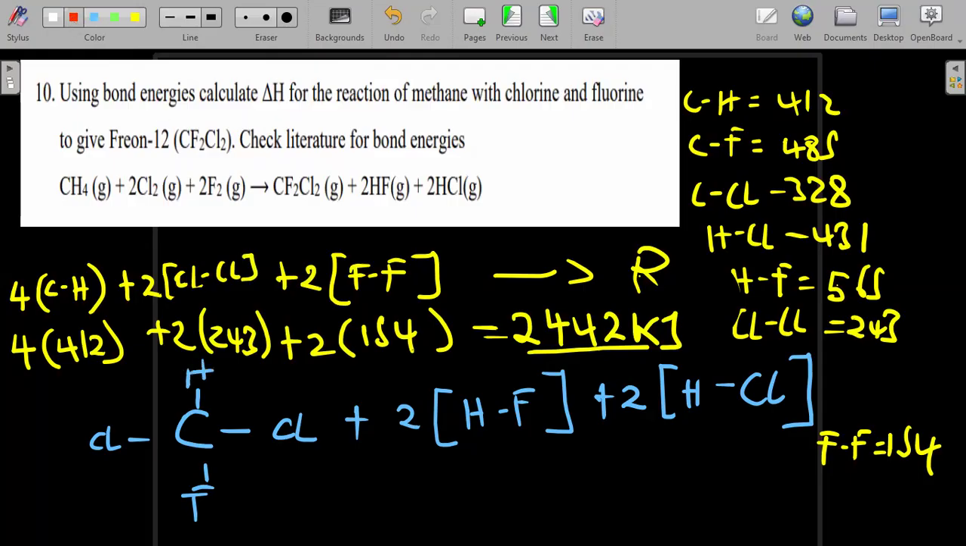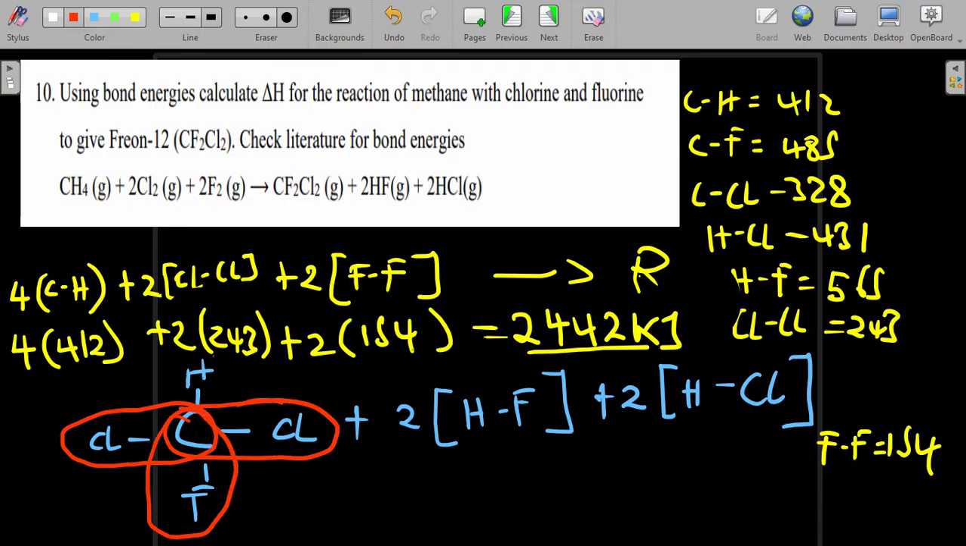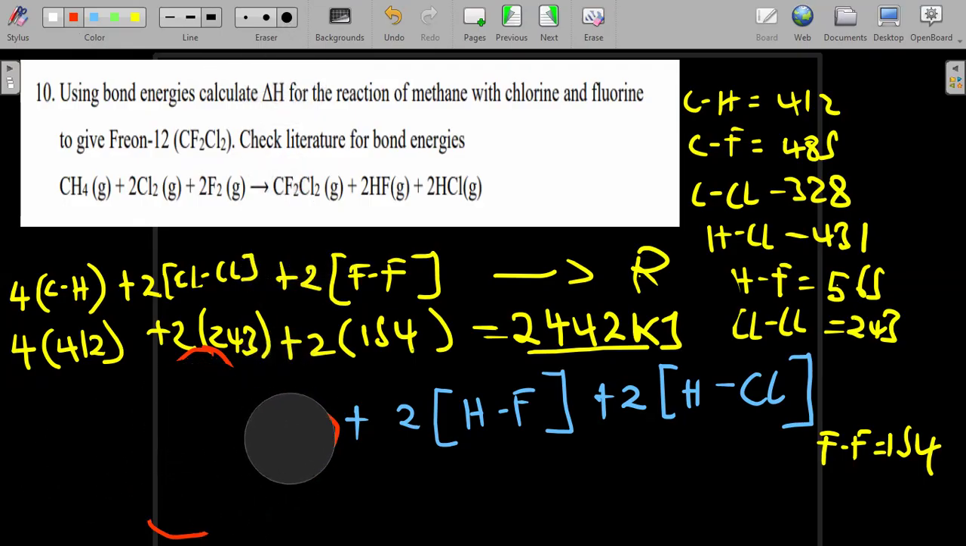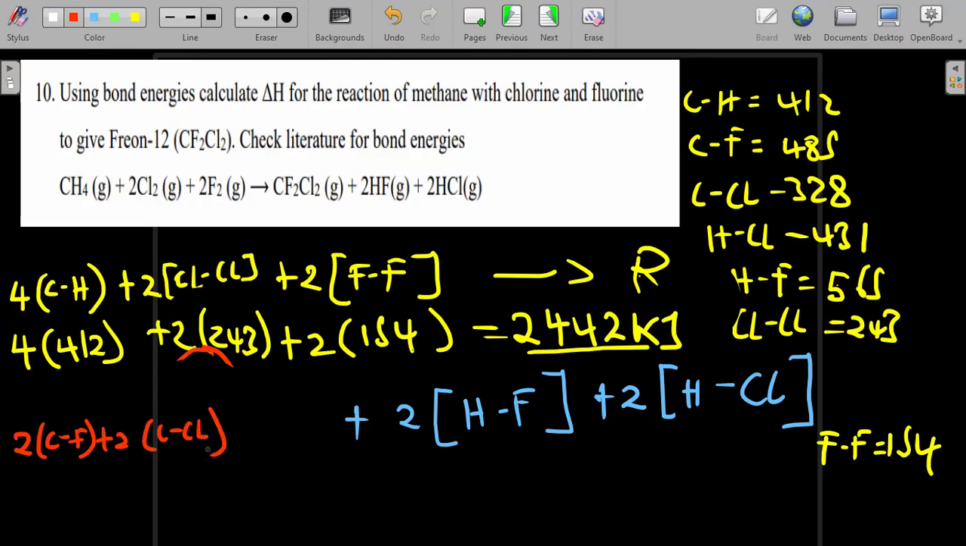Okay, so what about the product? On the product side, you can see that I have CCl bond, CCl bond, CF bond, CF bond. So we have 2 of each. We have 2 CF bonds and 2 CCl bonds. So we are going to write this as this. Let's erase this. So we're just going to say 2, and then we have C to 2F plus 2, then we have C to Cl like that. And then these others there, we just leave them the way they are.